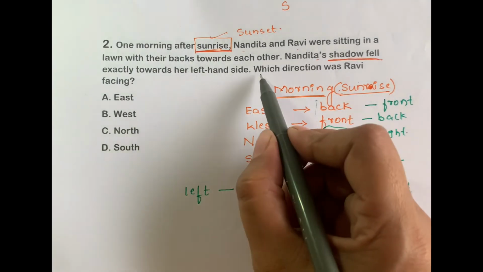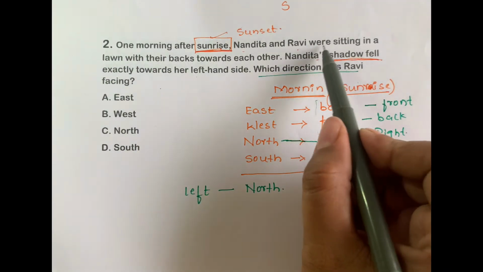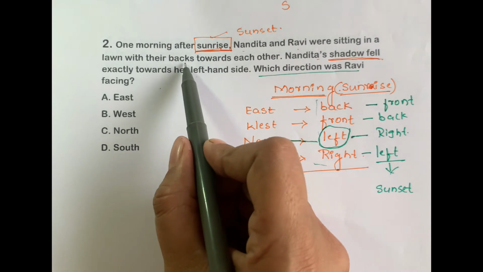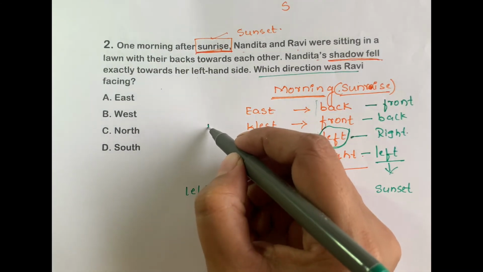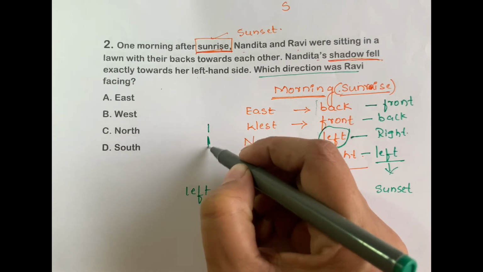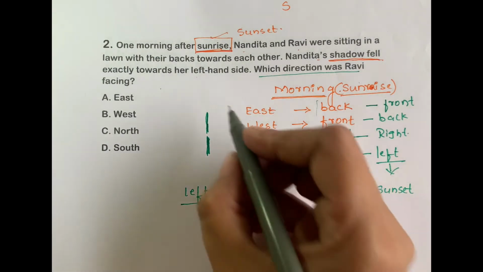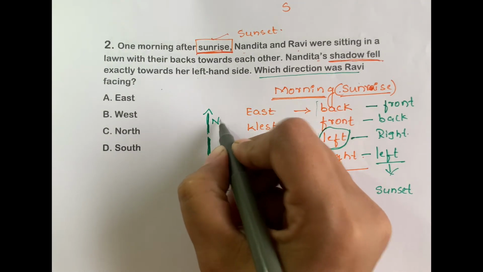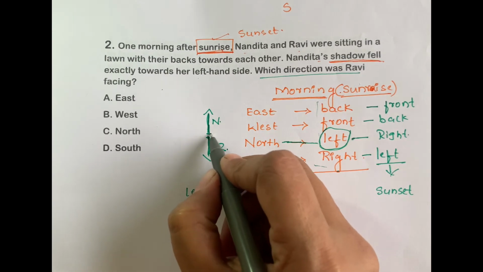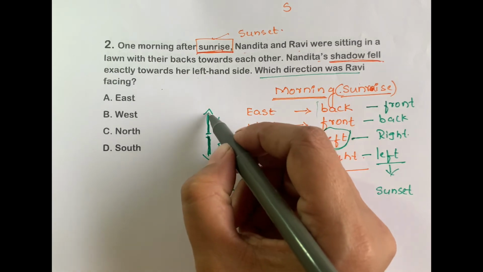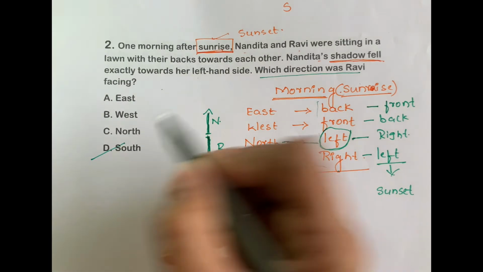The question is, which direction was Ravi facing? Here, they were sitting in the lawn with their backs towards each other. So let's imagine these are two people. Now we know that Nandita is facing north, so this is Nandita and definitely this should be Ravi, and their backs are facing each other. So if Nandita is on the north, then definitely Ravi should be on the south. So this is the answer.